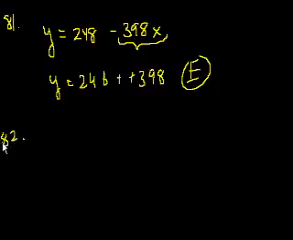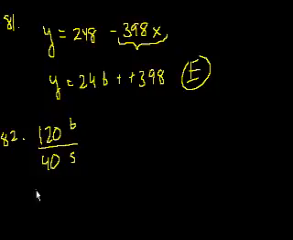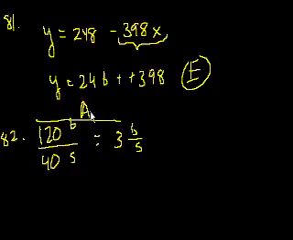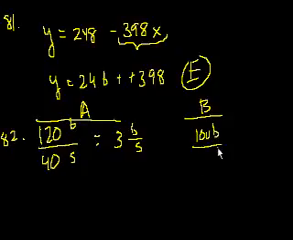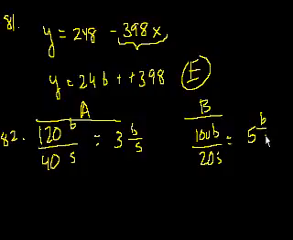82. Machine A produces bolts at a uniform rate of 120 bolts every 40 seconds. 120 bolts every 40 seconds is the same thing as 3 bolts per second. That's A. Machine B produces bolts at a uniform rate of 100 bolts every 20 seconds. Well, that's equal to 5 bolts per second.